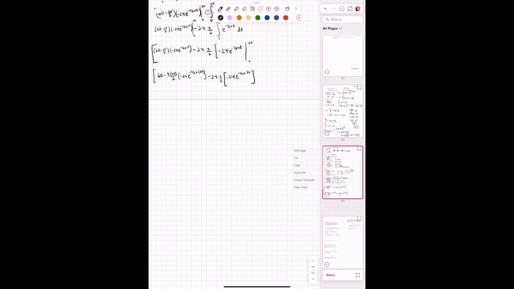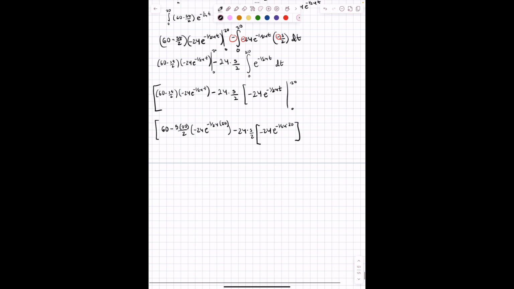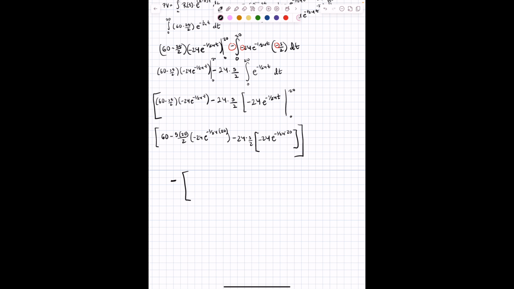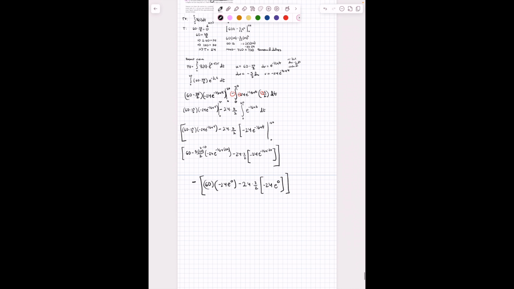The second part might get easier just because there are zeros in it, but this is going to be all of this minus 60 minus, well, I'm just not going to write the zero term. So if I plug 0 into negative 5t, I'll get 0. So minus 0 times negative 24 e to the 1 over 24 times 0. So this is just e to the power of 0, minus 24 times 5 over 2 all times negative 24 e to the power of 0 once again. And so this is the next part. This should all be just like plugging in terms, so I'll leave that to you, but this should be correct.